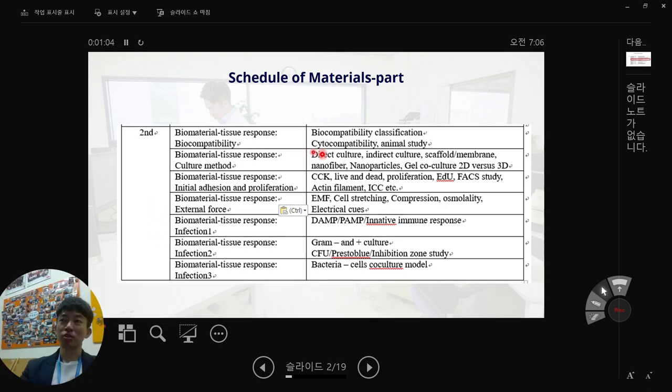This is our schedule. Last time I talked about how you culture the cell with different methodologies, direct or indirect, and using nanoparticles or gel or scaffold. Now you have successfully cultured cells with biomaterial, and then how will you analyze? This is very important. So that is why today I'm going to talk about how you analyze after successfully culturing the cell with biomaterials. This seems to be very routine work when you develop or make your biomaterial.